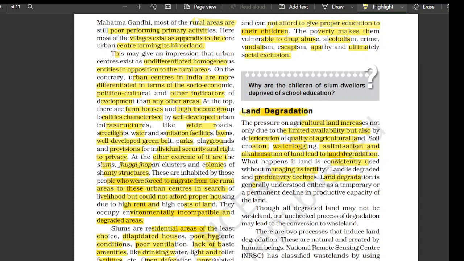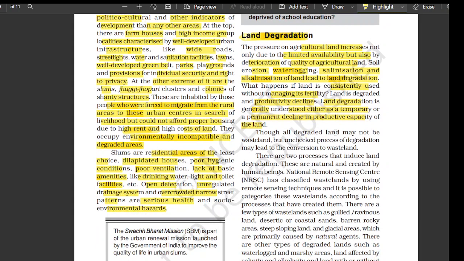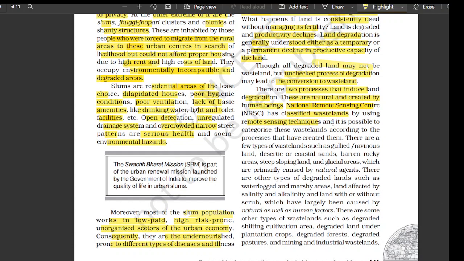Land degradation is generally understood as either a temporary or a permanent decline in the productive capacity of the land. Though degraded land may not be wasteland, the unchecked process of degradation may lead to conversion to wasteland. There are two processes that induce land degradation. These are natural and those created by human beings. The National Remote Sensing Centre, NRSC, has classified wastelands by using remote sensing techniques, and it is possible to categorize these wastelands according to the processes that have created them.